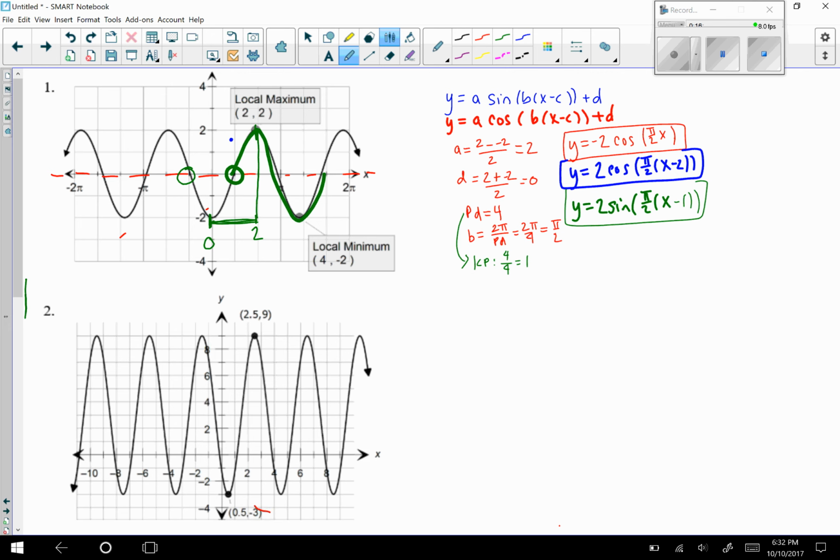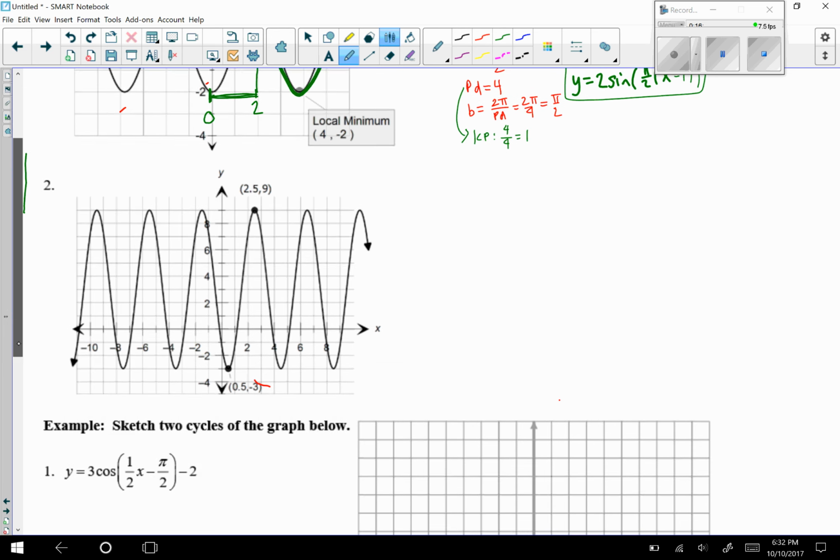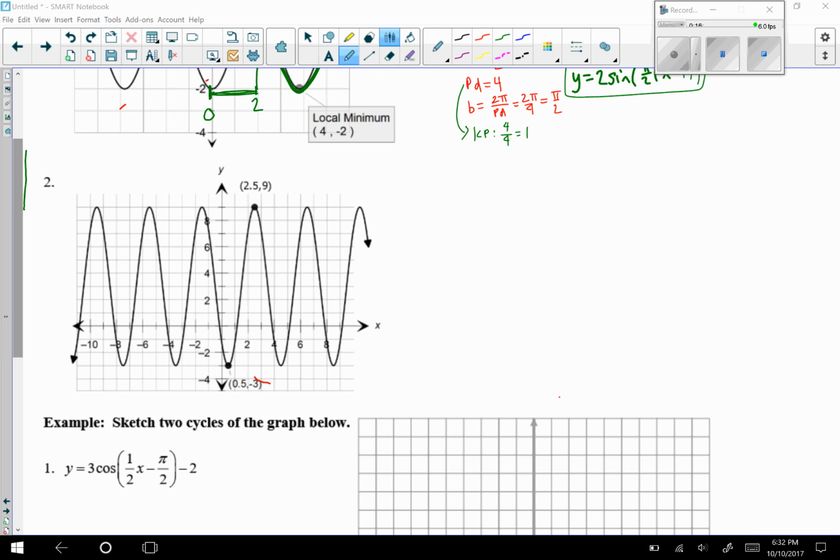So let's go ahead and look at the second graph here. On the second graph, we want to do the same thing. We want to find a sine and a cosine graph. So first I want to look at my amplitude. The amplitude we know is equal to the maximum minus the minimum divided by 2. The maximum is 9 and the minimum is at -3. So maximum minus -3 divided by 2 would give me 12 over 2, which is equal to 6.